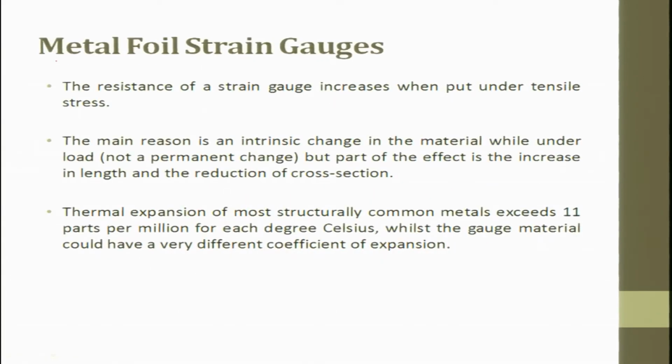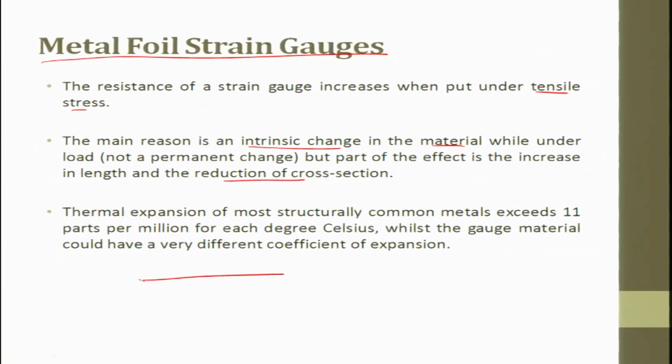So, load cell is one. The next one is the metal foil strain gauges. The resistance of a strain gauge increases when put under a tensile stress, tensile compression, but predominantly we use it for tensile stress. The main reason is an intrinsic change in the material while under load, but part of the effect is the increase in length and the reduction in cross section.